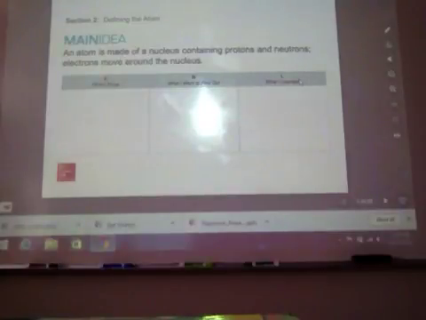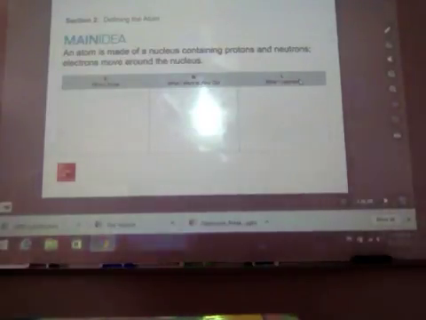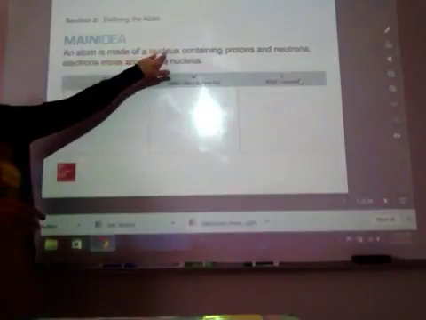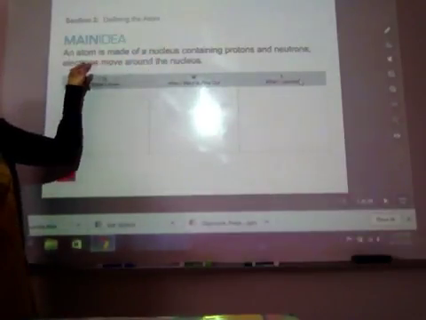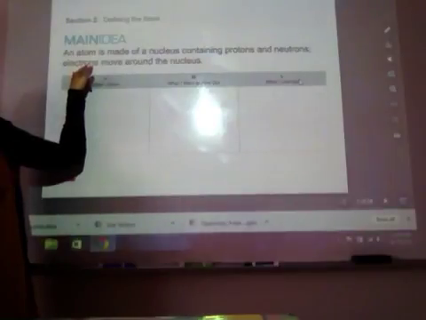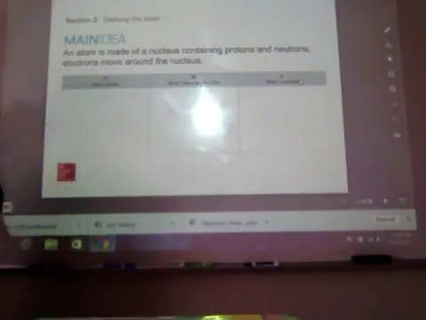Alright, so starting with section 2, main idea: the atom has a nucleus in the middle. The nucleus contains protons and neutrons, and then the electrons are outside of the nucleus and move around it.